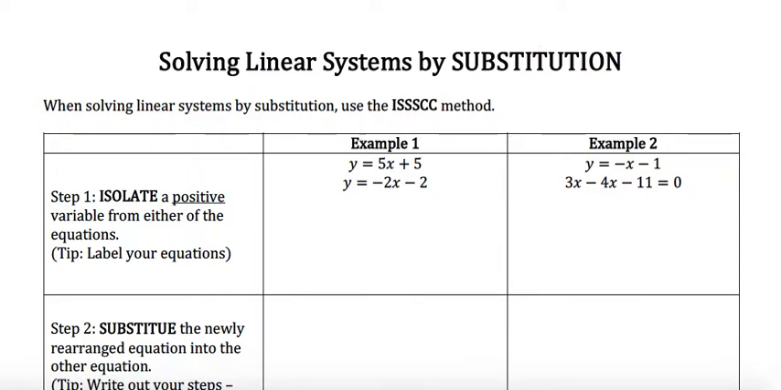So step number one is to isolate a positive variable from either of the equations. And the tip I want to give you is to label your equations. So the first one I'm going to label as equation 1. The second one will be equation 2. So it says isolate a positive variable from either of the equations. It's already done for us in this one, so we actually don't have to do this step. Sometimes your step 1 will be done for you, and that is wonderful when it is. So then we can move on to the next step.